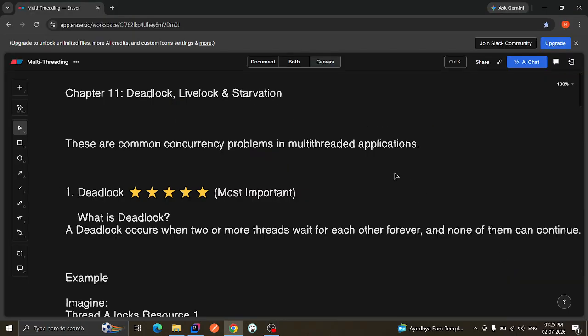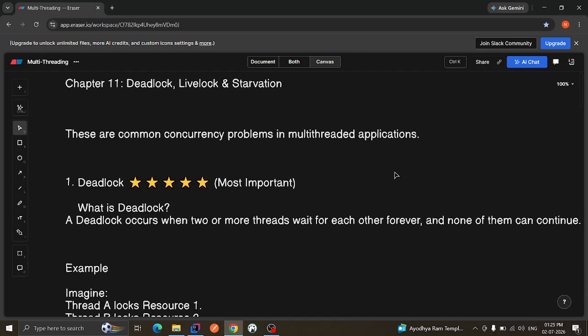So in this video we will be discussing deadlock, livelock and starvation. These three things are common concurrency problems in multi-threaded applications. So first we will see what is a deadlock. This is most important and it is the one which is mostly asked in our interviews.